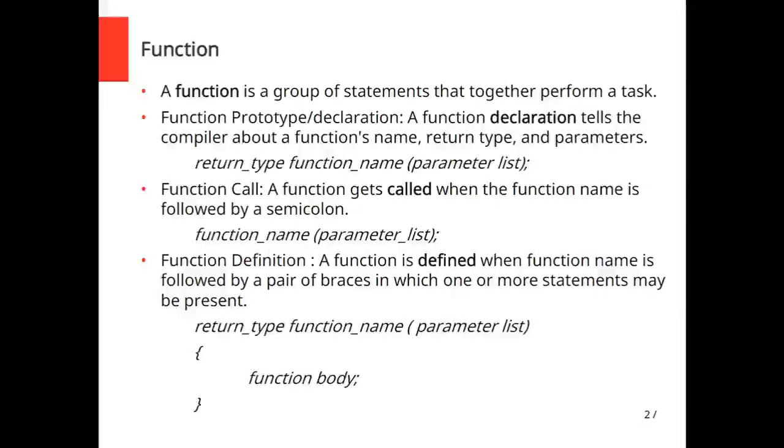So we'll see what is a function in C. A function is a group of statements that perform a particular task. So we can write a few programming statements and call them together as a function. And every C program has at least one function, which is the main function.